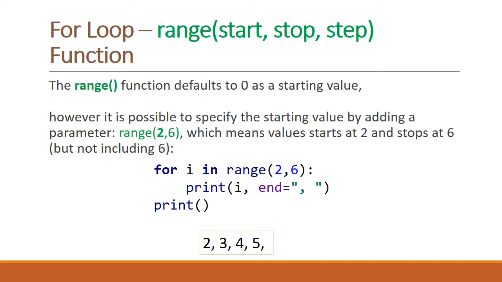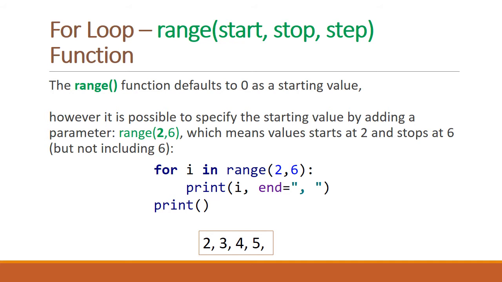As mentioned before, in the range function, the start value defaults to 0. However, it's possible to specify a starting value by adding the parameter. So given the example range(2, 6), the start value is 2 and the stop value is 6. In this example, i is first assigned the value 2, and we print that 2 on the screen. It's incremented by 1. We print 3. It's incremented again by 1. i is equal to 4.